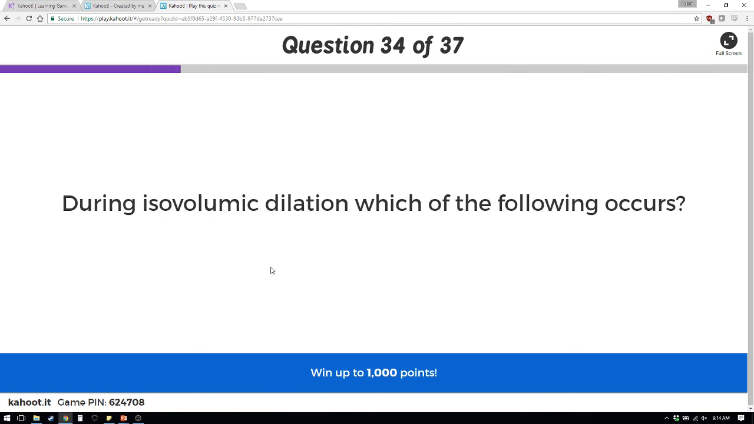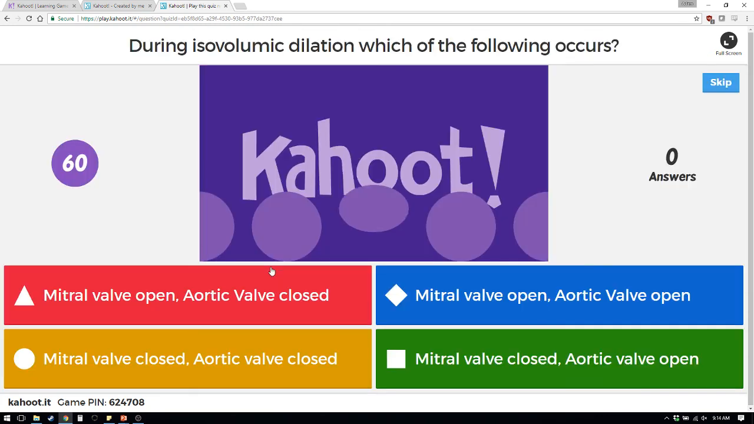All right, so during isovolumic dilation, which of the following occurs? Which valves are open, which valves are closed? This should be isovolumic relaxation as well, the other term.